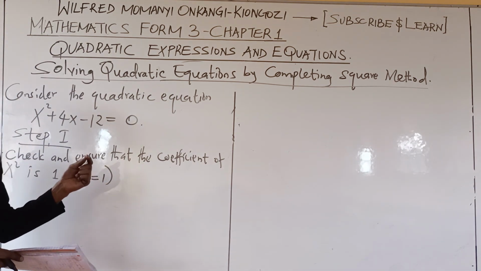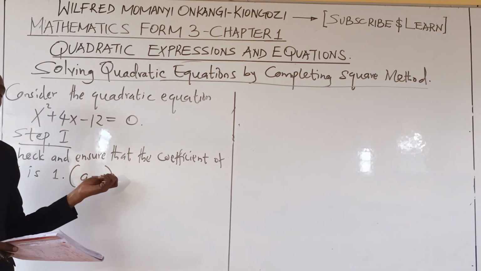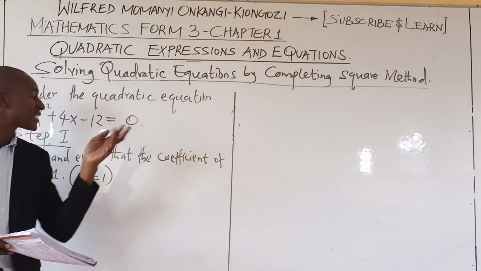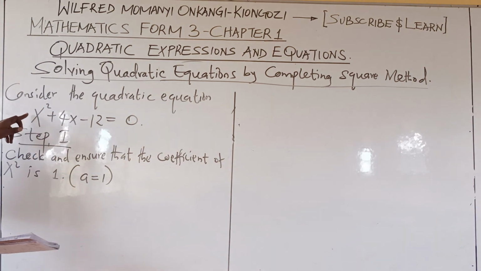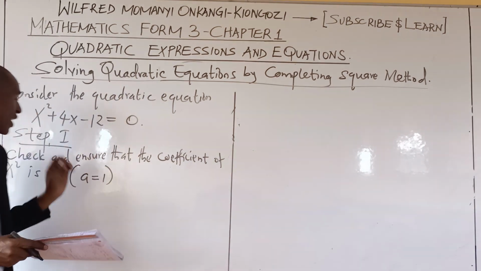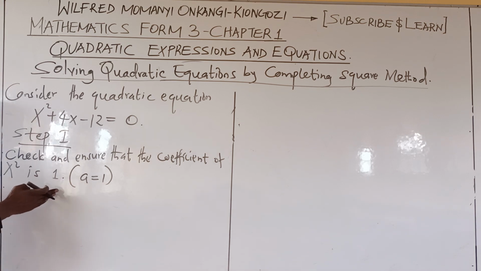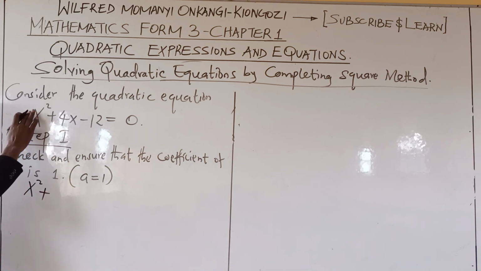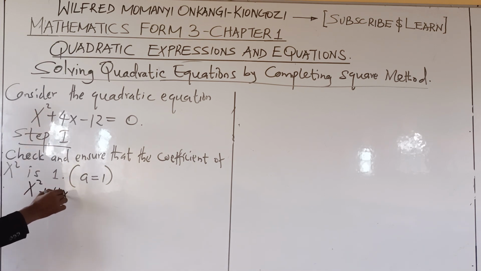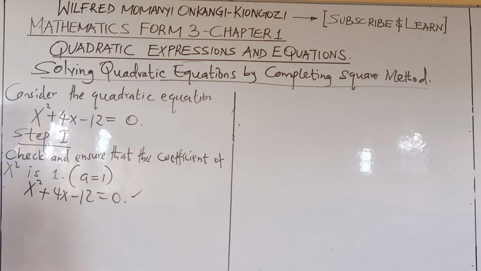And in case it is not 1, divide across by that coefficient in all the factors. If it was 2 here, you will divide by 2, divide by 2, divide by 2 across, just to make it 1. So first of all, you make sure that the coefficient of x squared, that a, is 1. So ours is confirmed: x squared plus 4x minus 12 is equal to 0. That one is confirmed. Step 2.